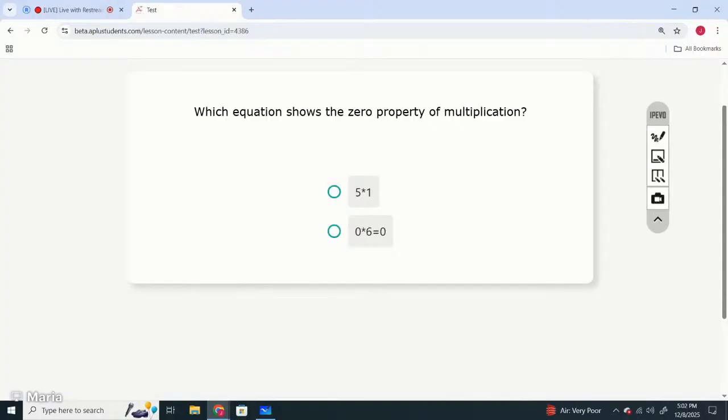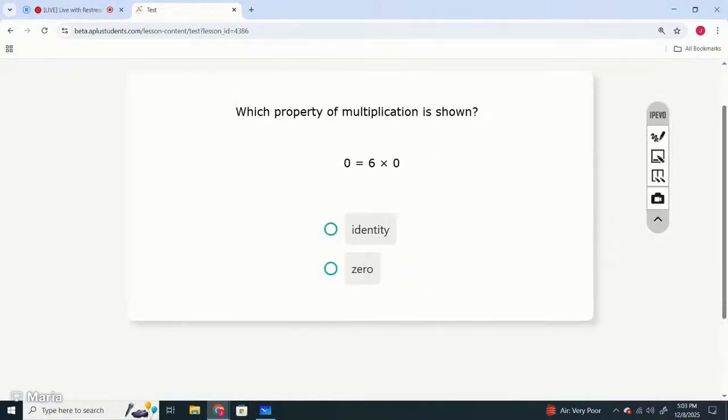Which equation shows the zero property of multiplication? Which is the correct option? 0 times 6 is 0. Option number 2 is the correct option. Zero property means when you multiply any number with 0, the answer is 0. So that is 0 times 6 is 0.